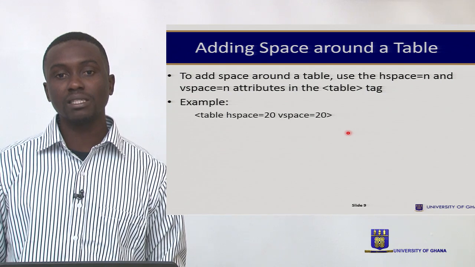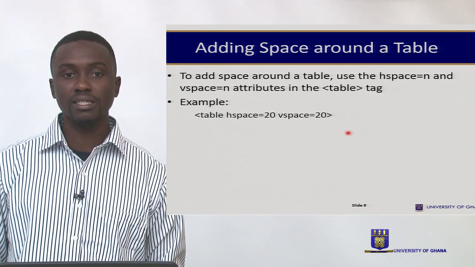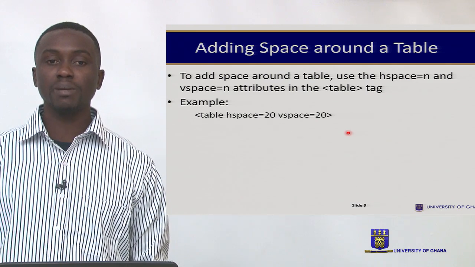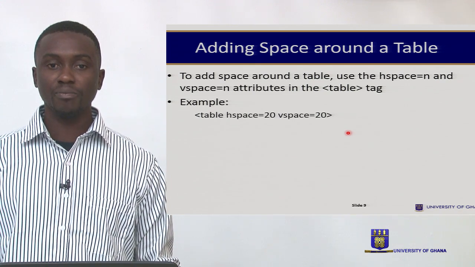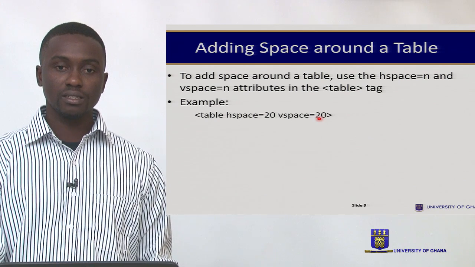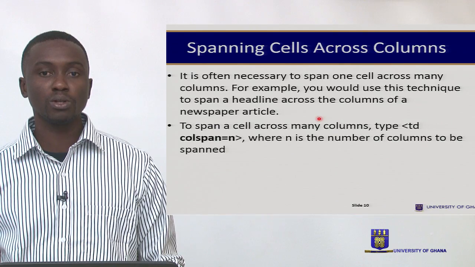Now you can also add spaces around the table. We have horizontal space and vertical space, as the name suggests. So we are going to have H space as the attribute, and you specify a value, for example, 20. And you can also have V space, which is the vertical space, 20. Now, there are instances where you would want to span multiple columns, spanning cells across multiple columns.